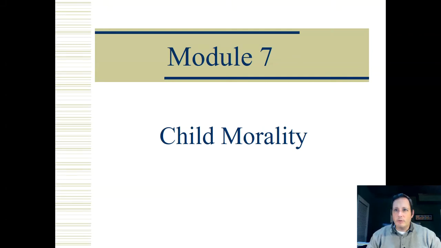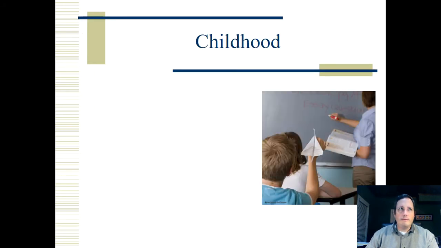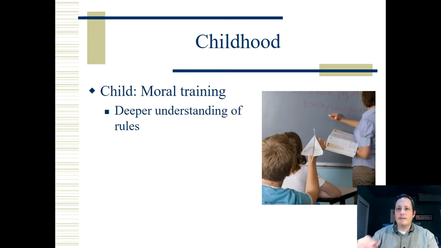In Module 7, we're going to go ahead and pick up the lifespan approach. We just talked about infancy and toddlerhood, and now we're going to look at the journey of children and their level of morality. And this is where you really begin to see quite a few changes. One of the things that children have, through their moral training, is that they begin to have a deeper understanding of the rules as they get older.